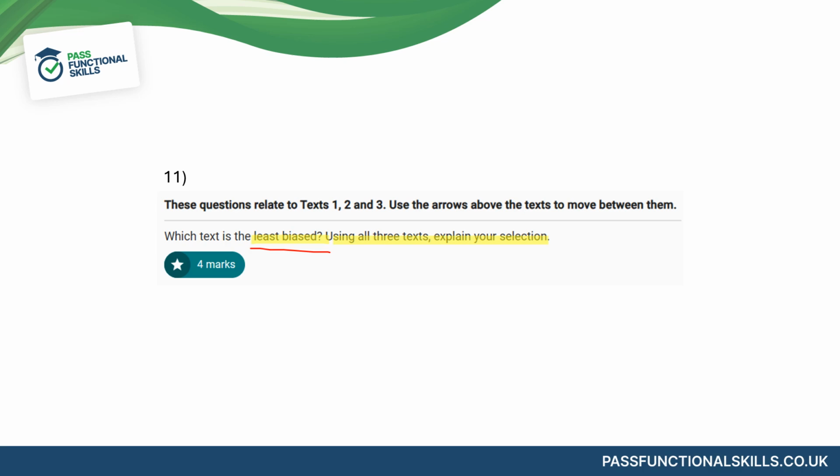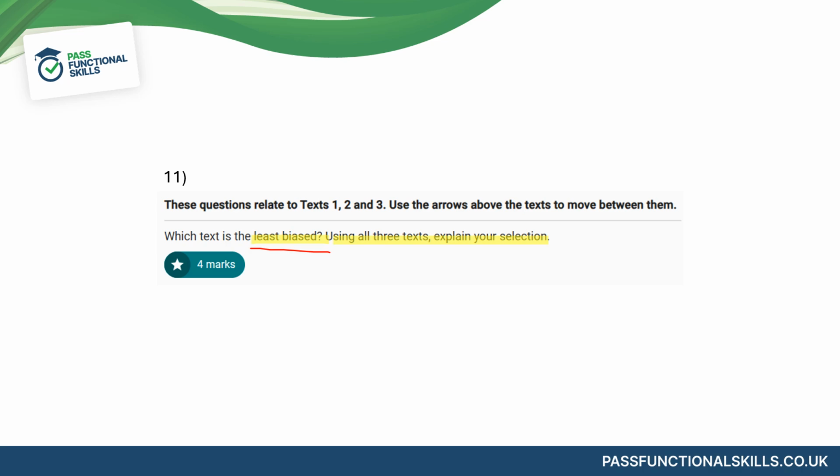Remember, bias is a one-sided text. So that's the first thing you should be looking for when deciding if a text is biased or not. Is it one-sided, or does it show both sides of the argument? If it shows both sides of the argument, it's likely to be a not very biased text. If it shows one side of the argument, it is likely to be biased. We can also work out the purpose to help us work out whether a text is biased or not.